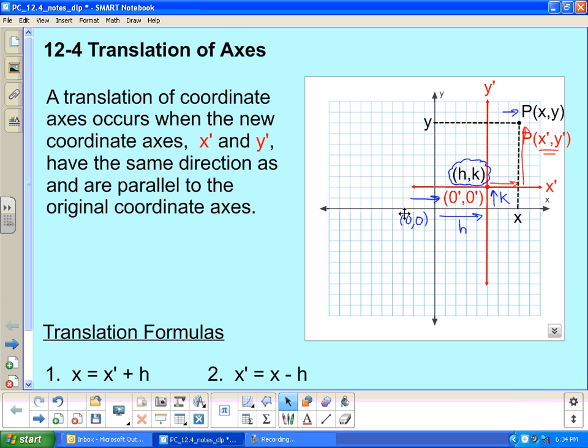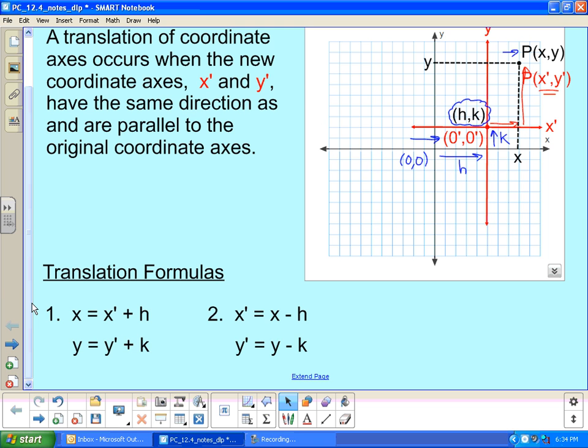Our translated system keeps our x-axis parallel to the x prime axis, and it keeps our y-axis parallel to the y prime axis. Now, maybe in Algebra 2 you were referring to movements. This is along the same line. It's no different, just some different terminology.